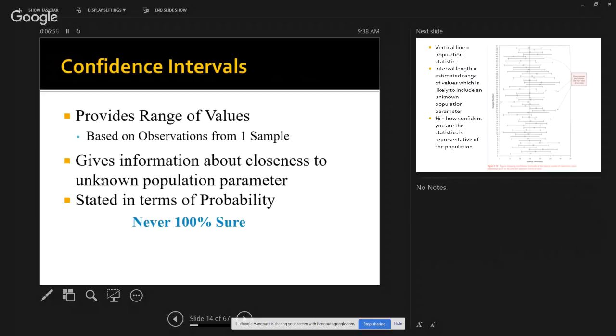So a confidence interval provides a range of values. It's based on an observation of one sample. It gives information about the closeness of an unknown population parameter. So this isn't just for means. You can give it an F-test and report the confidence interval. There's all these different ways, okay? This is important for you to know because confidence intervals sort of go against hypothesis testing, because it's not about p-values. So how confident are you that the mean is there? Confidence intervals are becoming more and more popular. They're becoming more meaningful to people.